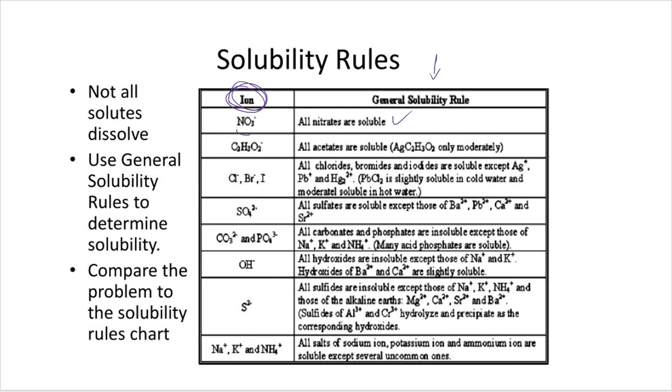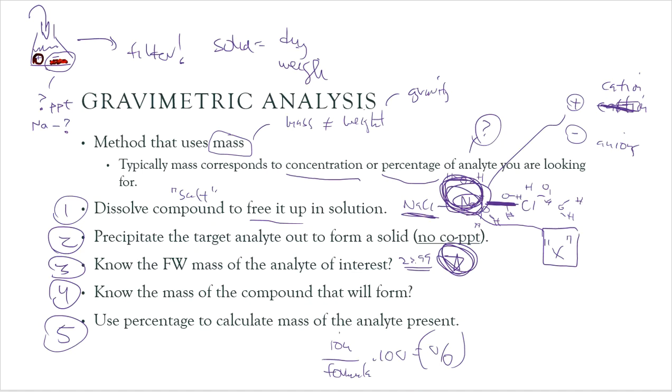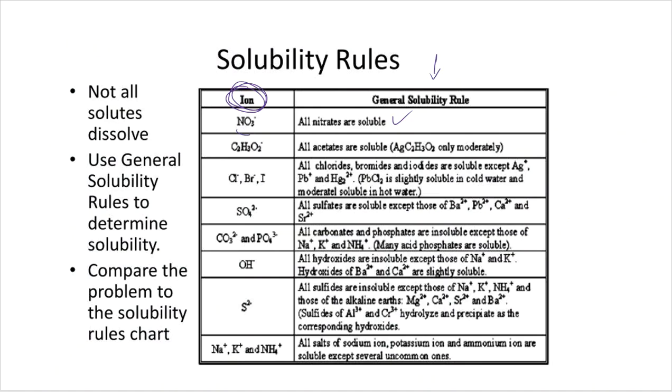C2H3O2, those are called acetates. All acetates are soluble except for silver. So acetate is in the same kind of boat that nitrate is in. If I have an acetate and I want to know how much acetate is present, it's going to be a very difficult chore for me to go back and figure out what kind of reagent I can add into this to precipitate out the acetates. And that's because the acetates are so darn soluble. It's not going to work.